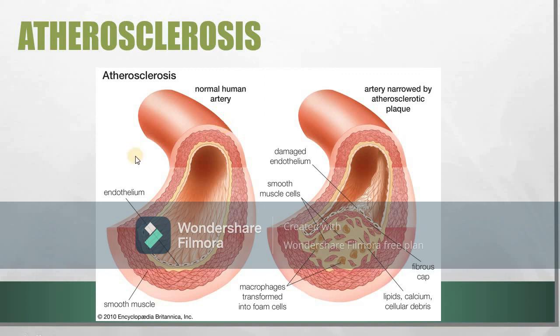You can see in this figure that this is the endothelium. This is a normal human artery from where the blood is passing. These are the smooth muscles present. But if the lipids, calcium, and cellular debris are deposited there, the macrophages are transformed into foam cells, and the smooth muscles get broken down. It causes the narrowing of the artery.